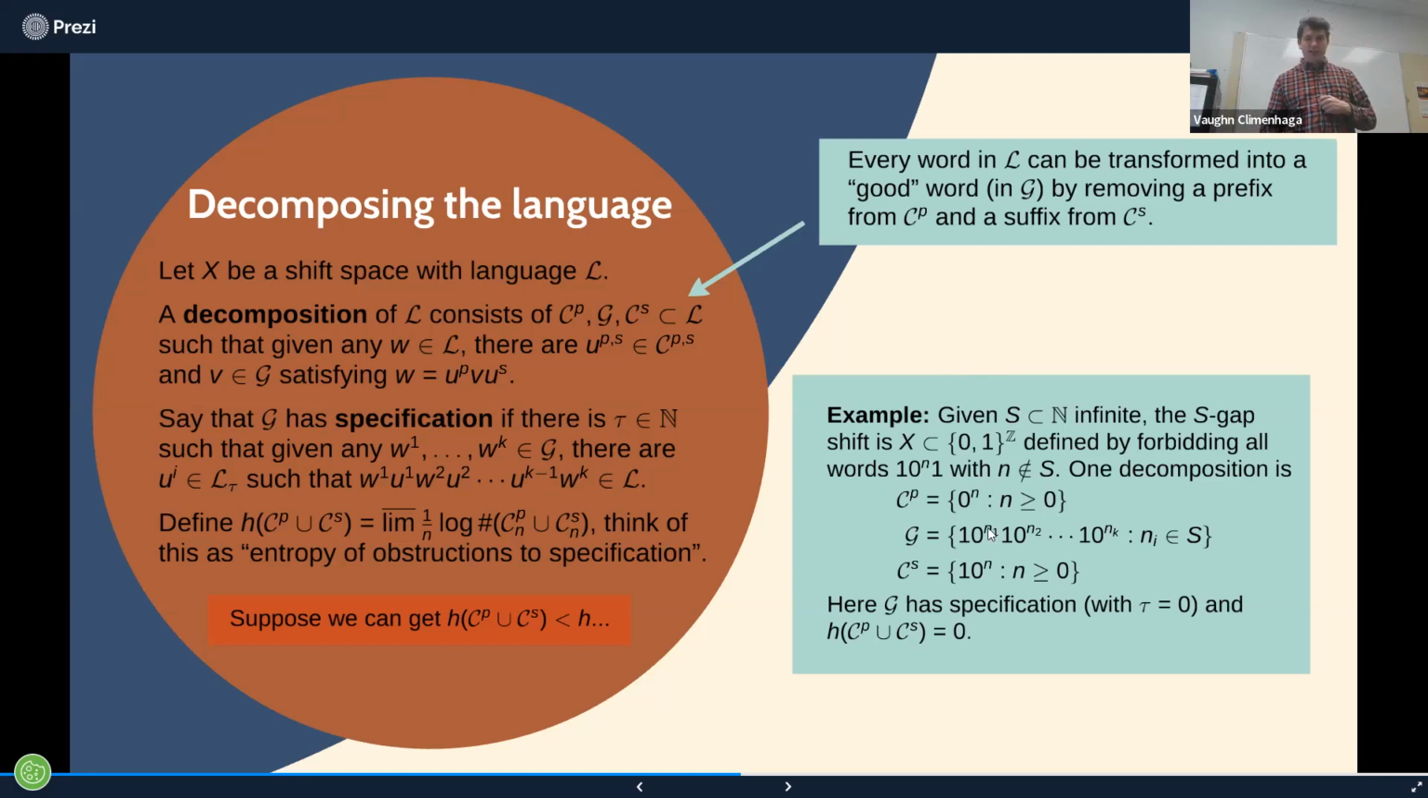And then your good words are things that have complete legal strings of zeros. And your prefixes and suffixes are things like this that may or may not be complete. So it's a decomposition because any word in the language can be split up into an initial string of zeros, followed by a bunch of completed blocks, followed by a suffix, which is just a partial block. And there's exactly one prefix of any given length, and there's exactly one suffix of any given length. So this number grows sub-exponentially, and you have entropy 0 for the obstructions. So that's an example which I hope illustrates the process.